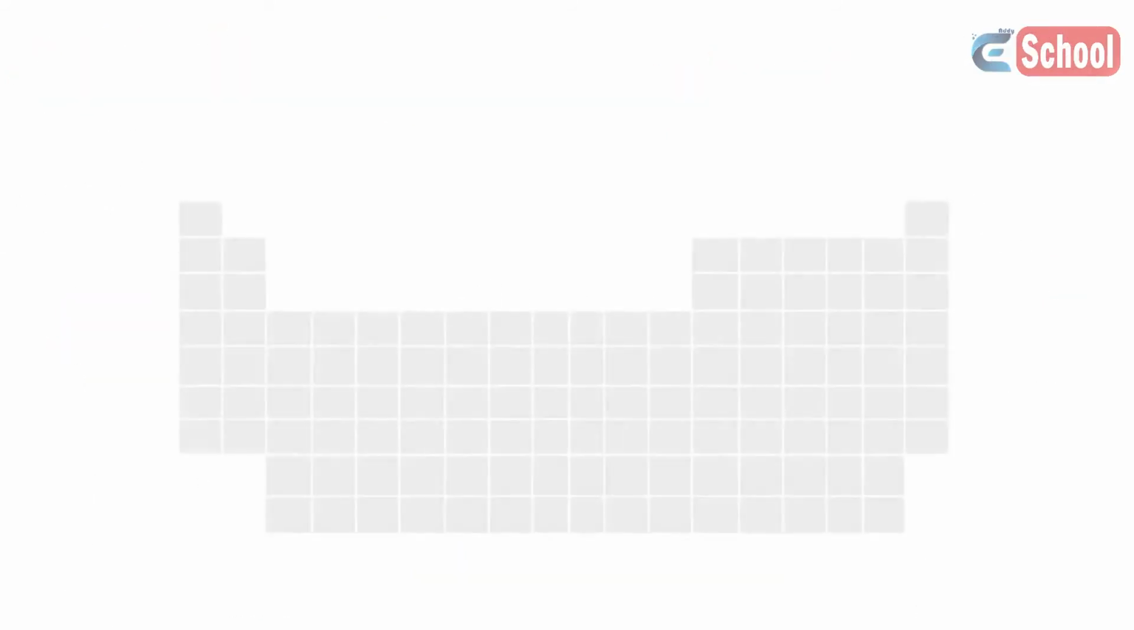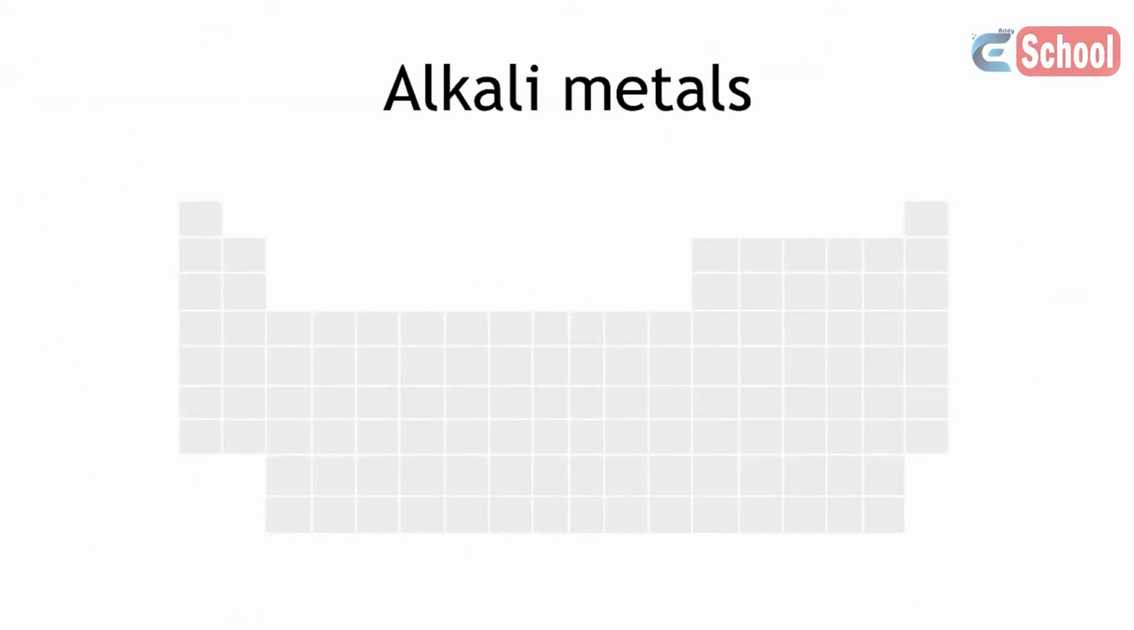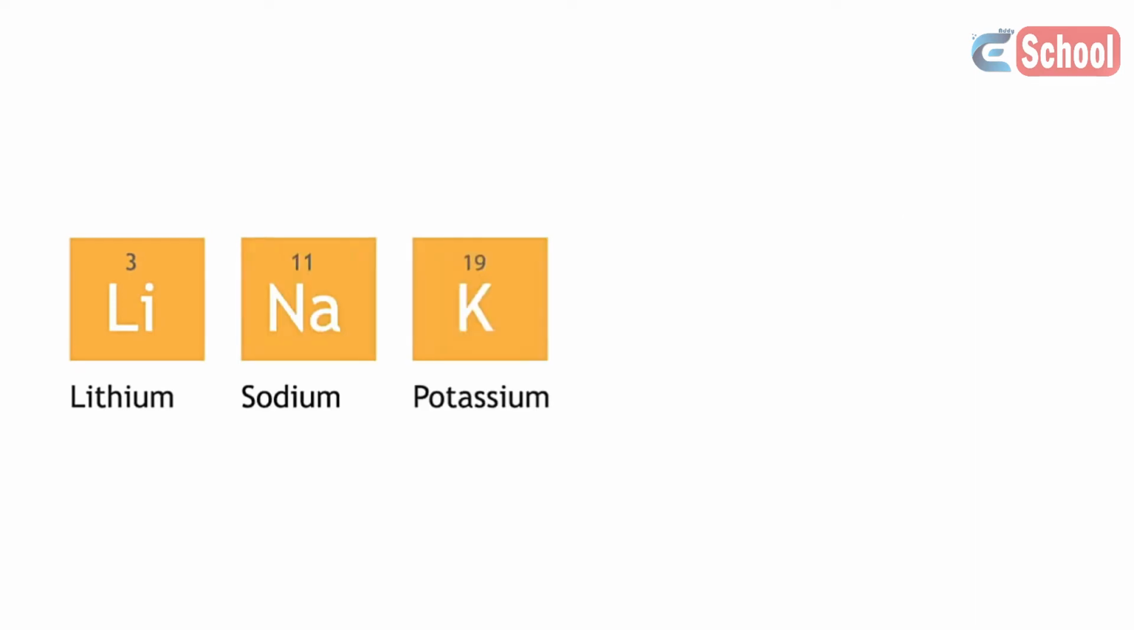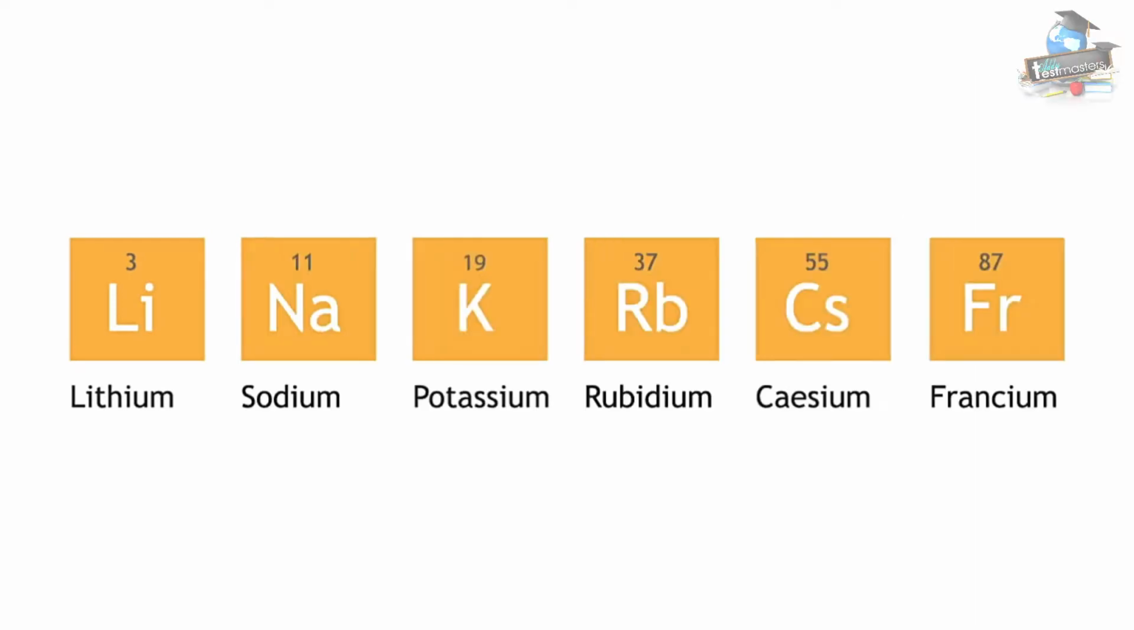In this lesson, we will learn about the alkali metals in Group 1 of the periodic table. We will also learn about their properties and trends in their reactivities. The alkali metals are lithium, sodium, potassium, rubidium, cesium, and francium.